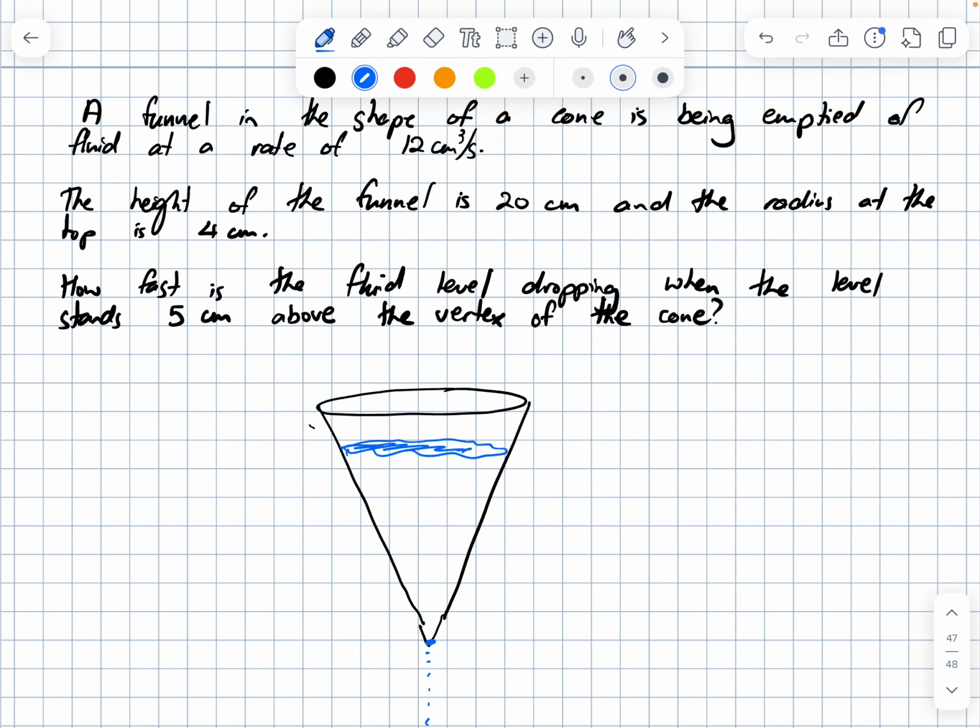In terms of what actually is happening here, the funnel is 20 centimeters. Let's put that in. Height is 20, and the radius at the top is 4. We want to know how fast the fluid level is dropping. Now the fluid level, that's indicating that we're talking about the height of the fluid. So that there is h, and here is the radius of the fluid.